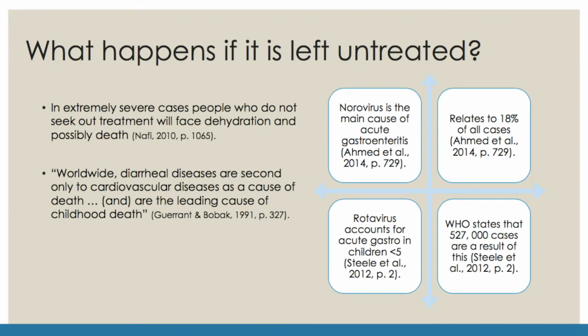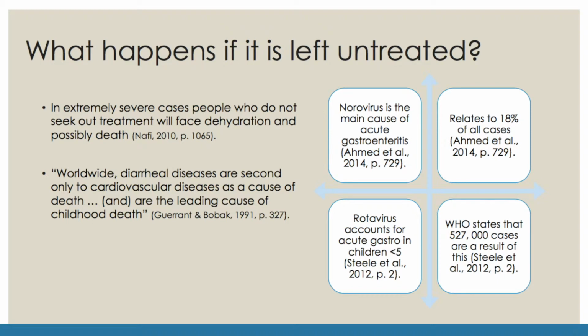Worldwide, diarrheal diseases are second only to cardiovascular diseases as a cause of death, and are the leading cause of childhood death. Severe gastro left untreated in children is potentially deadly. The pathogen norovirus can be attributed significantly to acute gastro. This is a general observation across all age groups. It has been found that norovirus relates to 18% of cases involving acute gastroenteritis.